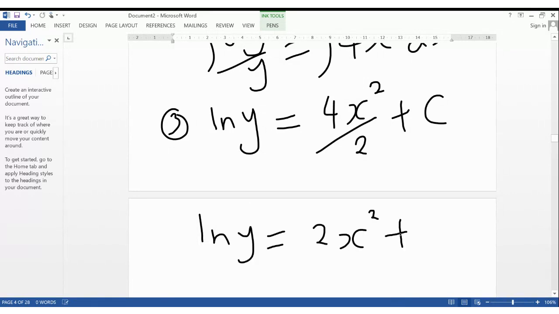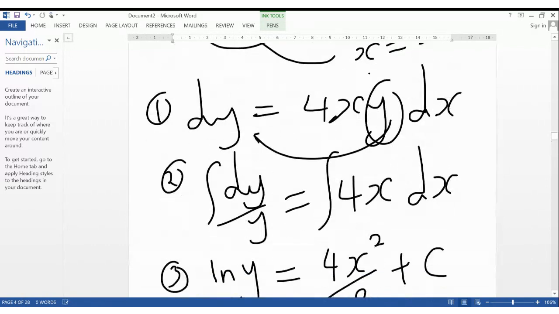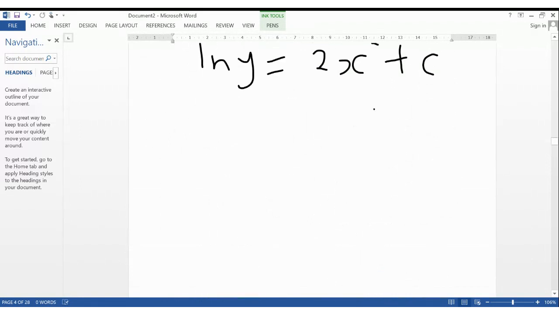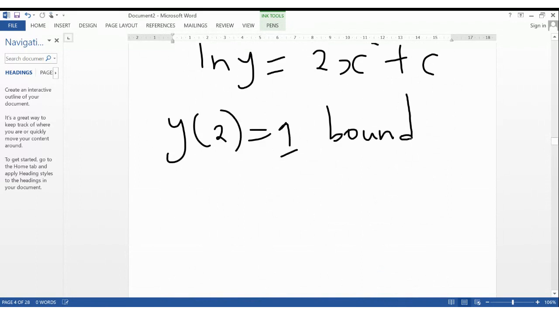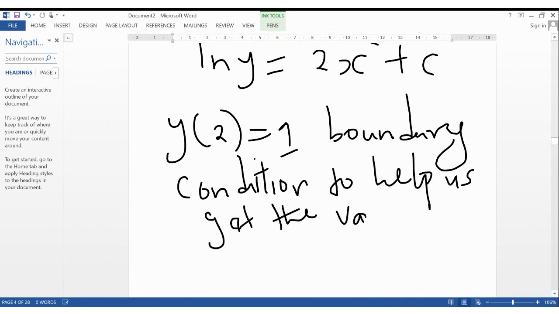Now, this value here will assist us to get the value of the boundary condition. Remember the value I've given you. So y(2) is equal to 1 is a boundary condition to help us get the value of c, basically. That one is the one that will assist us to get the value of c.